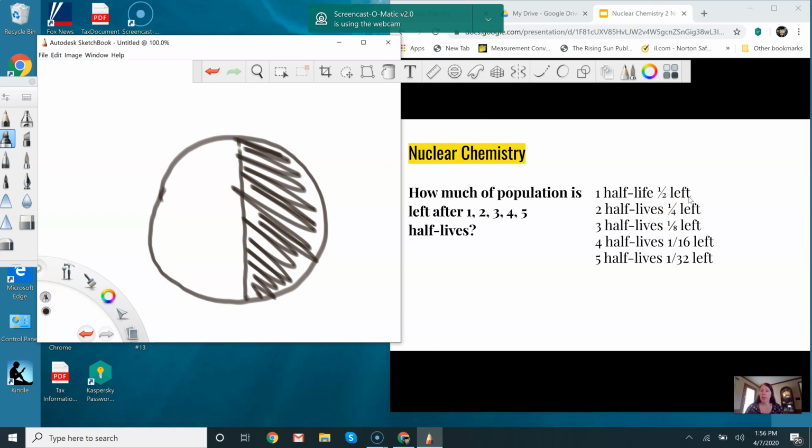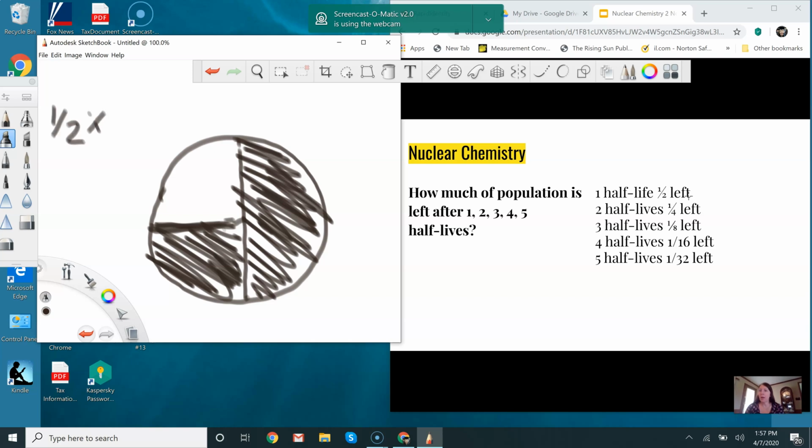Okay, so then at the end of the second half-life, we would have had another half decay. So we'll do that. And if you look at this visually and you're thinking about a pizza pie, this is a quarter left. Or if you want to look at it this way, we've had 2 half-lives, which is half times half, which equals 1/4. And that's exactly what's there.